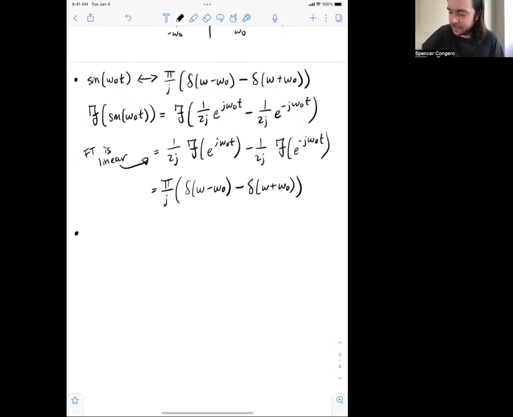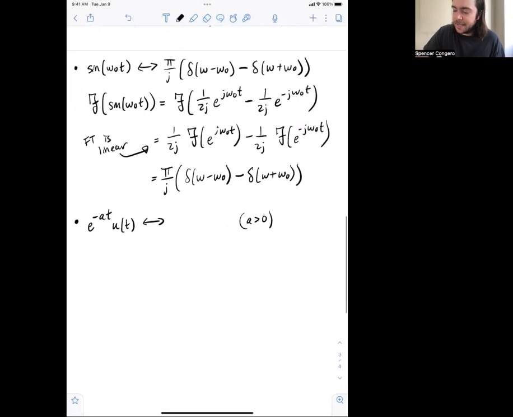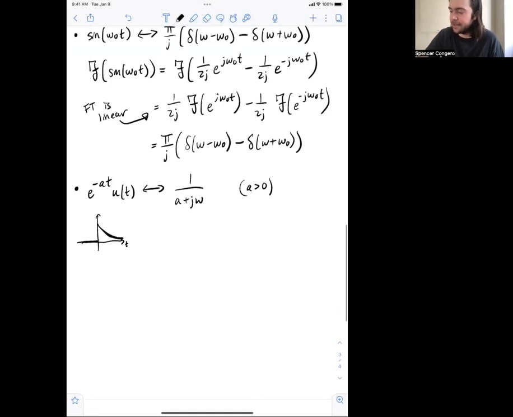Now one last one. Let's look at the Fourier transform of e to the negative at times a unit step function, where a is positive. So what does this function look like? It's just a decaying exponential, but it starts when t is 0. So it's 0 and then a decaying exponential after that. That's what that function looks like. And it turns out its Fourier transform is 1 over a plus j omega. And we're going to show that right now.